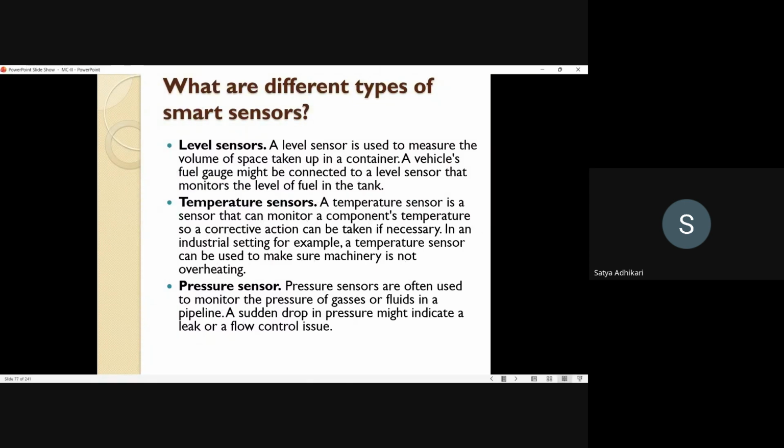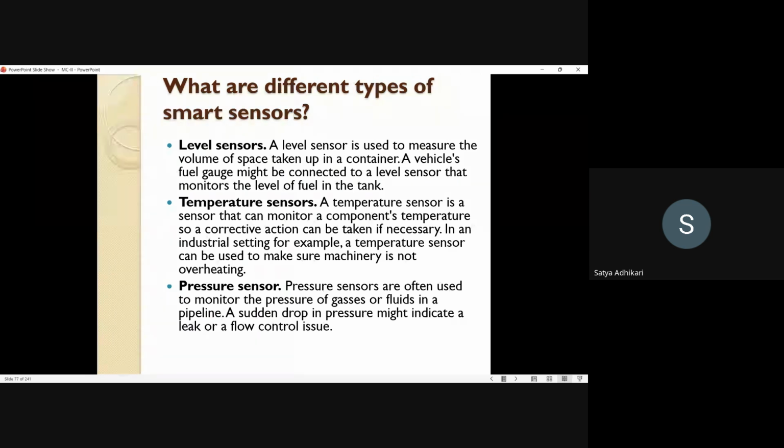So a vehicle's fuel gauge might be connected to a level sensor that monitors the level of fuel in the tank. If the level comes below a particular height, it already senses that and gives information to the user that the level of the fuel has come below the particular level, so that the necessary action will take place.